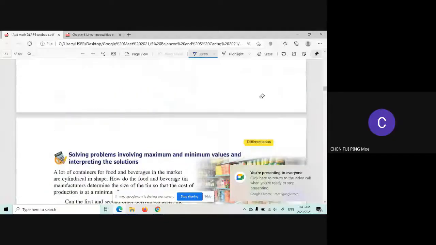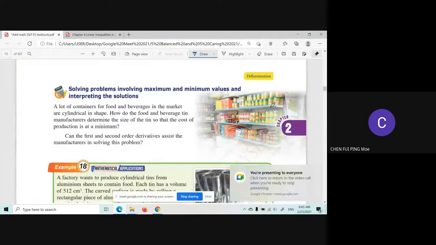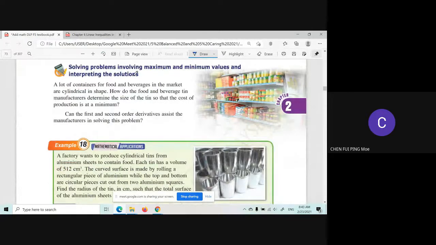Look at this page, page 63. So today you will learn how to solve problems involving maximum and minimum value and interpreting the solution. This part is the application for turning point. Under turning point, they will give you a problem like this.